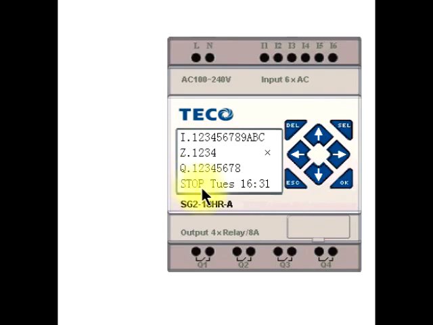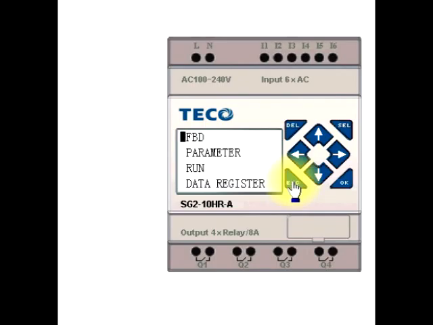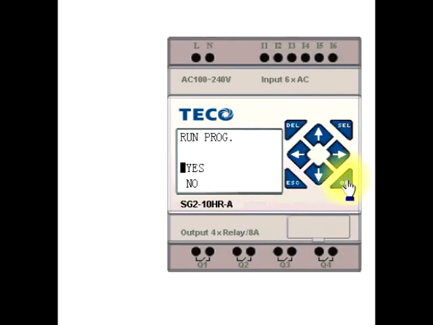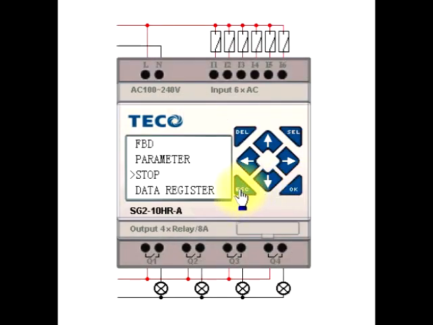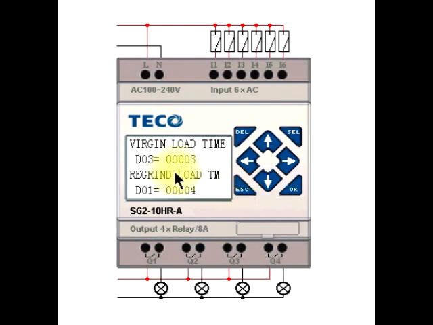I'm going to hit escape from this page, and that gives me the menu. I'm going to come down to run, and I'm going to say OK, and it's going to ask me, do I really want it to run? Now when I say OK, it's going to go ahead and do that, and when I hit escape, I'm going to go back to that other page, and you're going to see right now immediately the load time and regrind time come up. So it's running now.